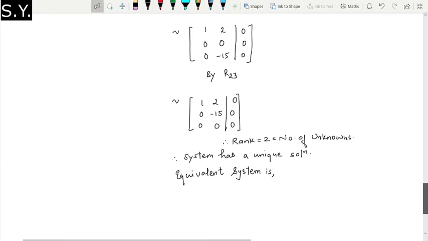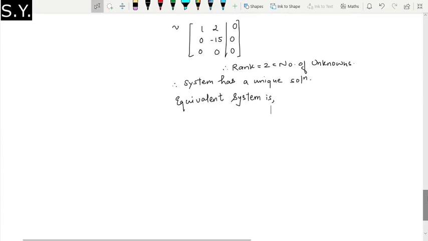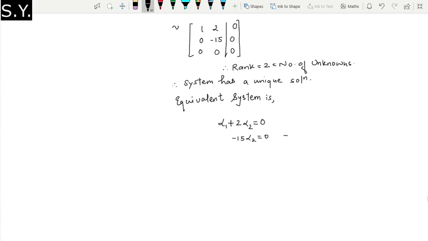So equivalent system is, over here it is alpha 1 plus twice alpha 2 is equal to 0 and -15 alpha 2 is equal to 0. This will imply alpha 2 is 0, and if you put the value of alpha 2 in this equation, we are also going to get alpha 1 as 0. Okay, so that's it. Therefore S is linearly independent.